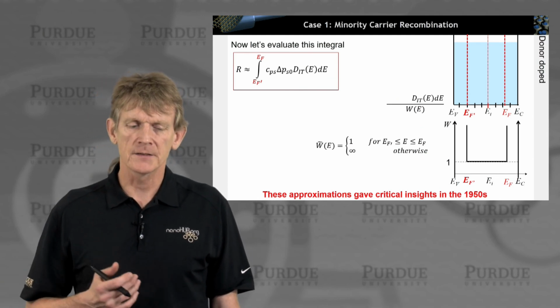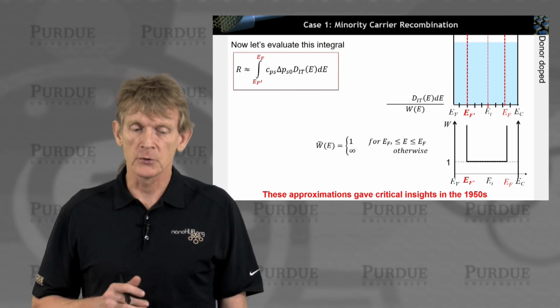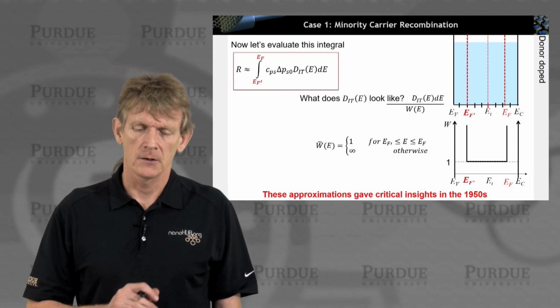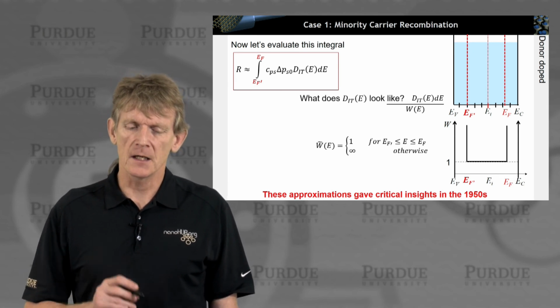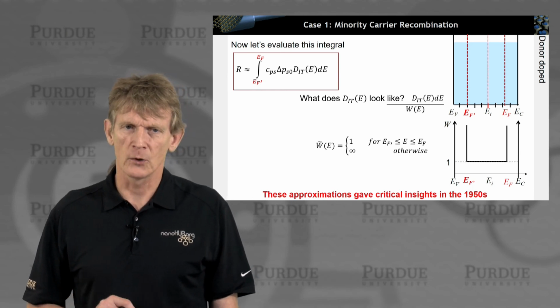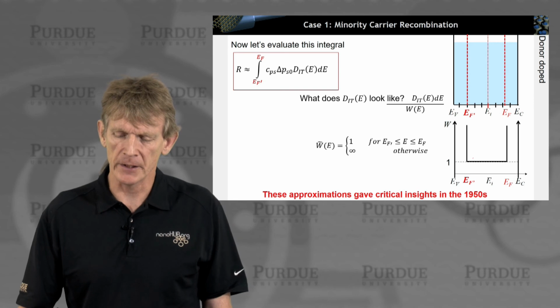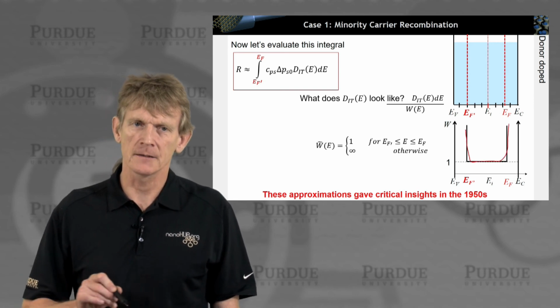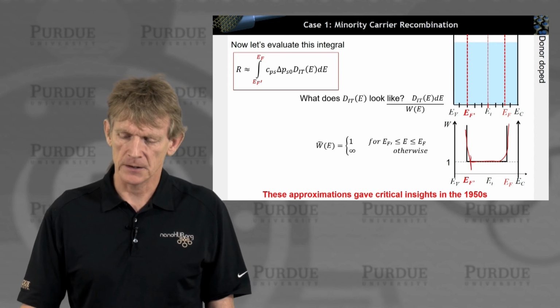So now let's go back to this integral and really evaluate it for minority carriers. What does D_IT look like? I said there will be more surprises and interest. I mean, if we bickered around the details of what this windowing function looks like, whether this EF is actually moved away by some delta E.